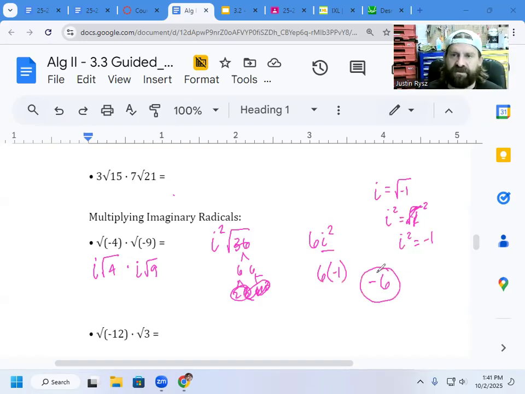This is the whole point I told you before: even though imaginary numbers are imaginary, there could be some math later on that we do with them that makes them become real. So the answer here is straight up -6.